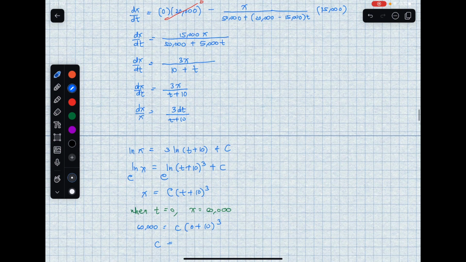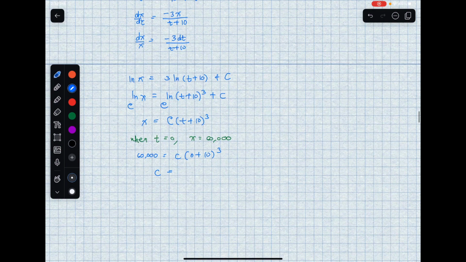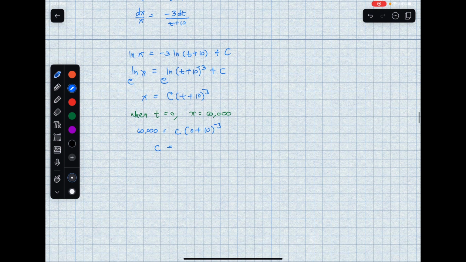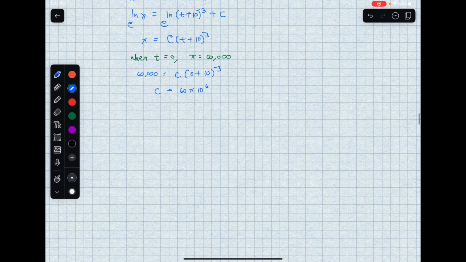So we forgot the negative sign. We have negative here: negative 3, and negative 3. So when t is 0, c will be equivalent to 60,000 times 1,000, that would be 60 million, 60 times 10 raised to 6. So x will then be equivalent to 60 times 10 raised to 6 times t plus 10 raised to negative 3.